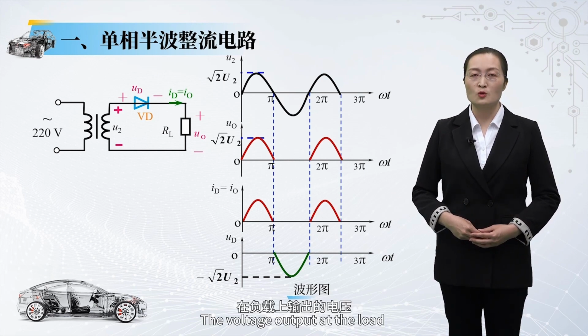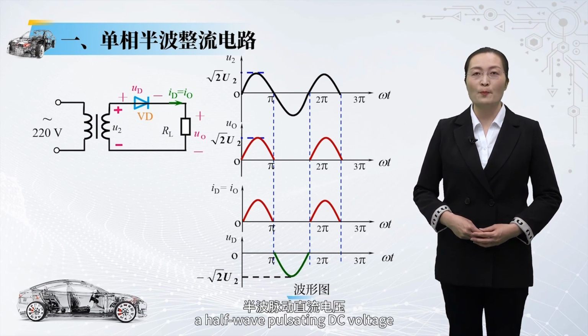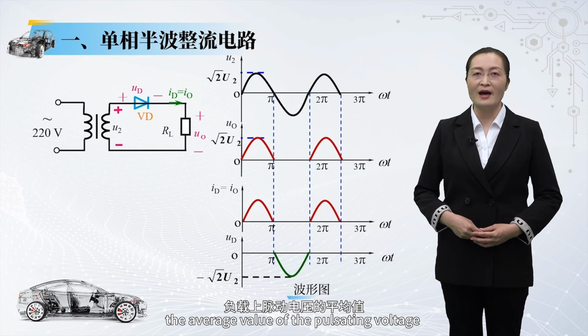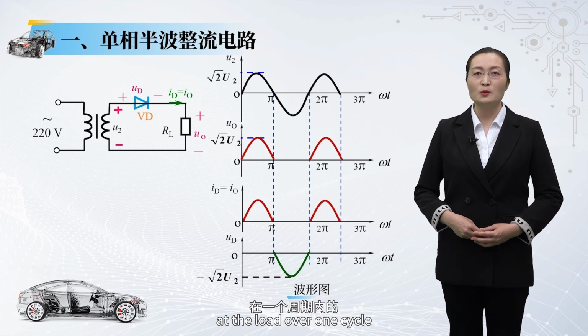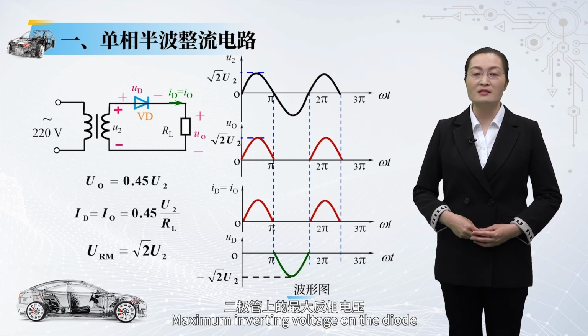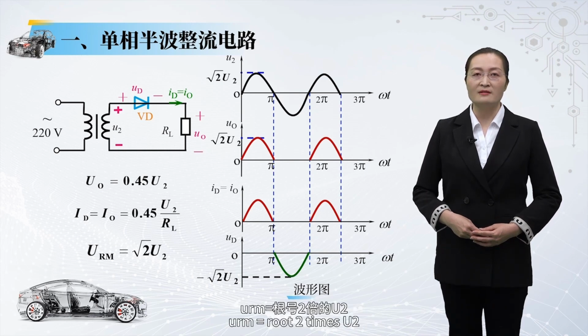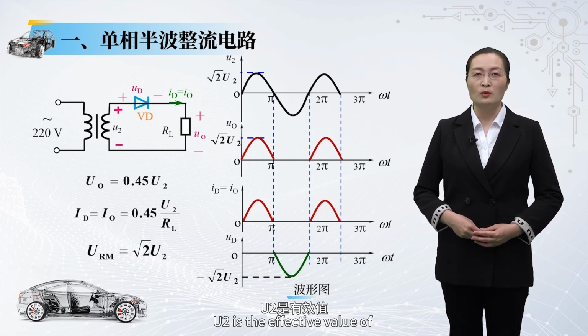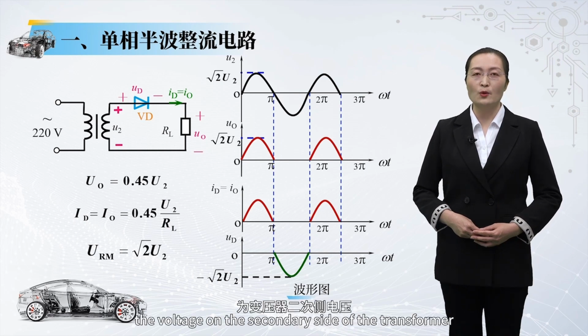The voltage output at the load has only half a cycle waveform, that is, a half-wave pulsating DC voltage. The DC voltage at the load, that is, the average value of the pulsating voltage at the load over one cycle, UO equals 0.45 U2. Maximum inverting voltage on the diode, URM, equals root 2 times U2. U2 is the effective value of the voltage on the secondary side of the transformer.